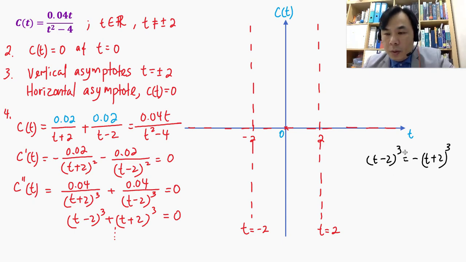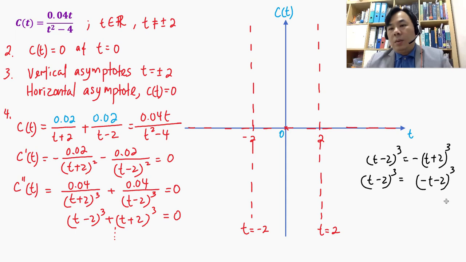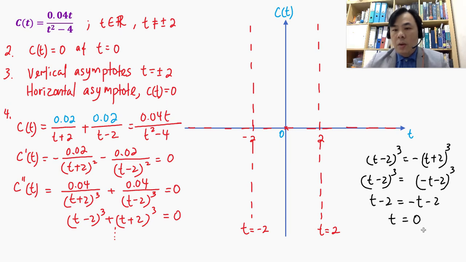And then from here itself it is the same as (t minus 2) cubed is equal to negative (t negative 2) cubed, because if you factorize it out, it's actually a negative, right? From here, we notice that both sides are cubes. So therefore, we can actually equate this here. So therefore, you found that your t is actually equal to 0.